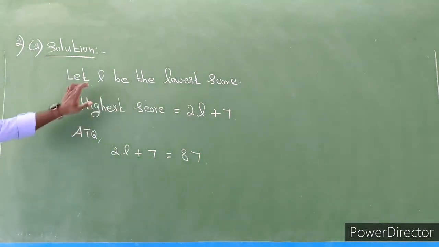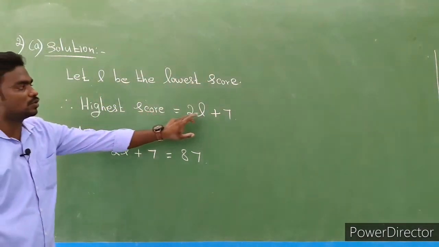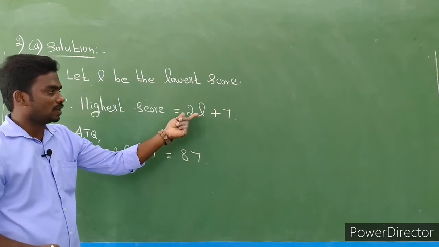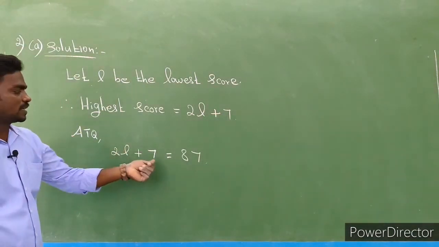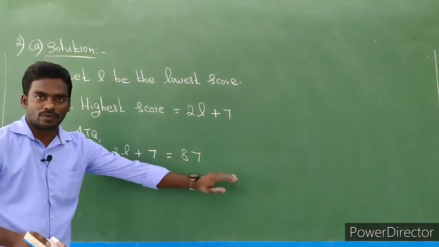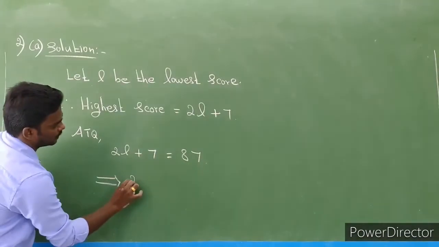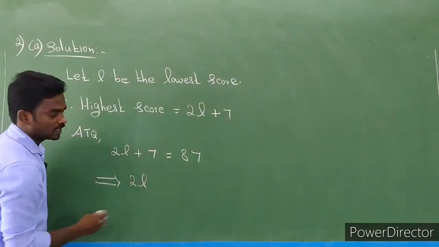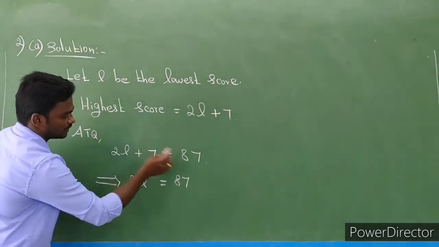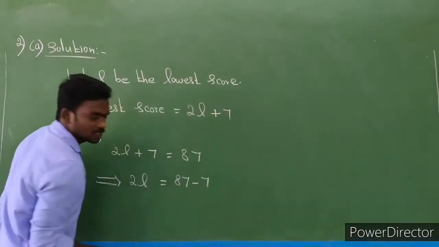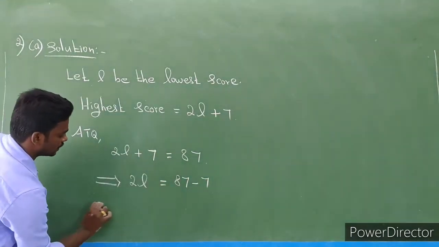Okay, clear? Let L be the lowest score, therefore highest score is equal to 2L plus 7. That means twice the lowest mark plus 7. So according to the question, 2L plus 7 is equal to 87. This is given in your question. How to solve this? We keep the value 2L on the left side, and the right side value is 87. So this plus 7 is transposing to minus 7 on the right side.